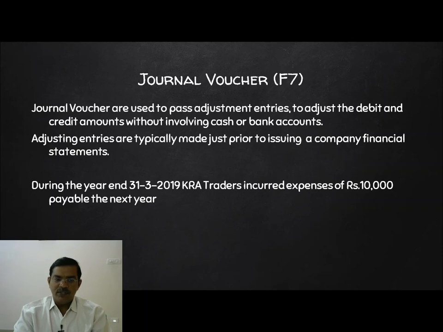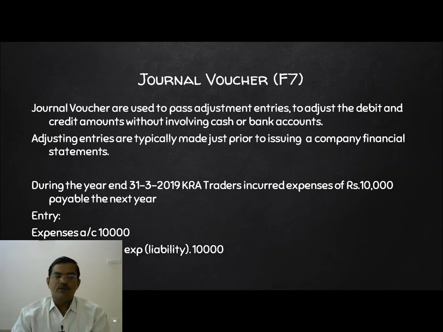During the year, this is one example I will quote. During the financial year ended 31st March 2019, KRA Traders incurred expenses of rupees 10,000. The expenses were incurred, but they are payable in the next year. The expense will be paid in the next year. So here we get an entry like this: expenses account debit to provision for expenditure account. If you paid, the entry would be like this: expenses account debit to cash account, and the entry is over.